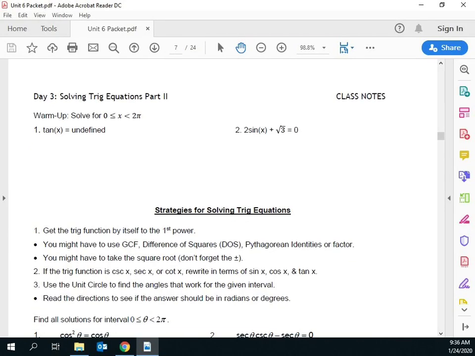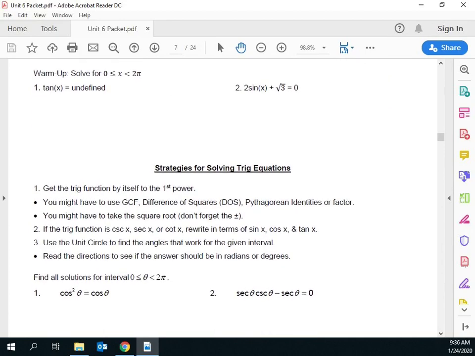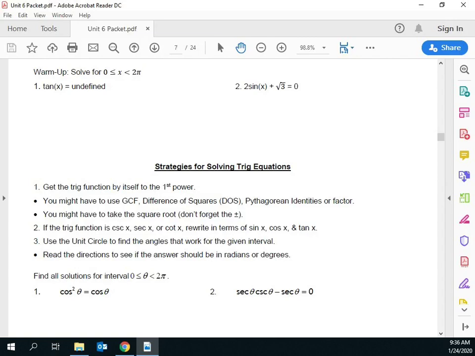All right. I'm going to have you go ahead and do those two problems, guys, 1 and 2 as a warm-up. Remember, the instructions are in radians, so make sure your answer is in radians. So go through and figure out the tangent of what angles is undefined, and then find out 2 times sine of what angle gives you, or plus square root of 3 gives you 0.